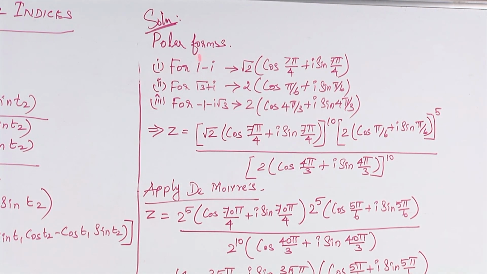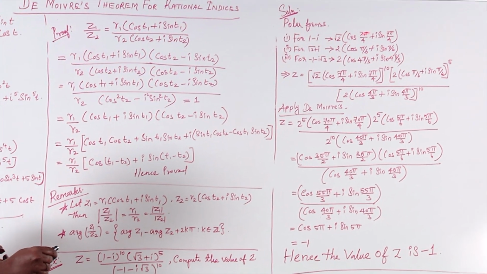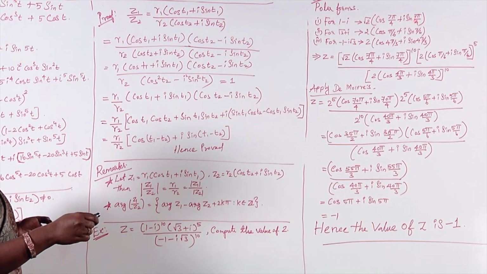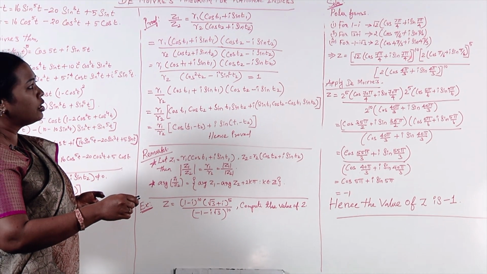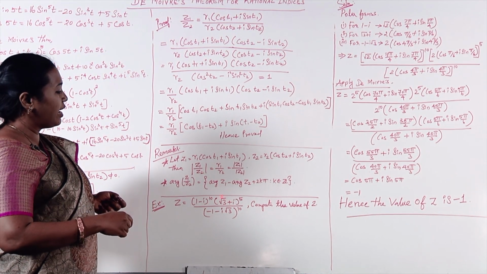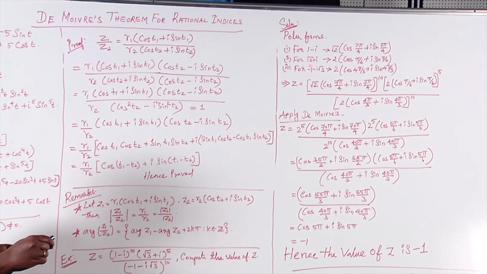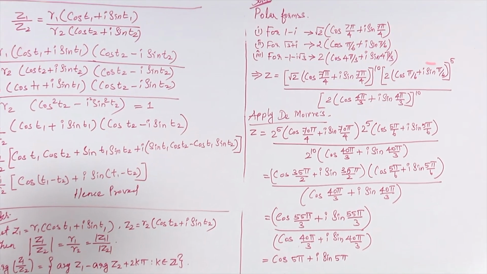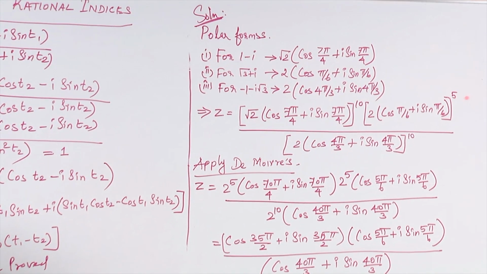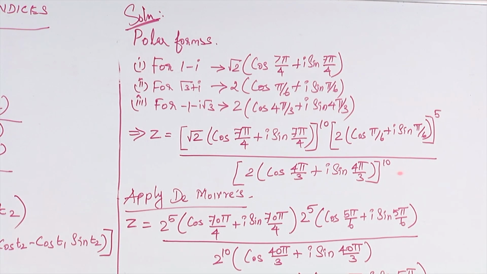Now, I need to use all of this, and I am going to write it in this expression. So, instead of 1 minus I the whole power 10, I need to substitute this: root 2 cos 7 pi by 4 plus I sin 7 pi by 4 the whole power 10. I have substituted that here, and then I have root 3 plus I the whole power 5. Instead of root 3 plus I, I am substituting this with the whole power 5 as per the problem, and then comes the denominator. Here also the power is 10.